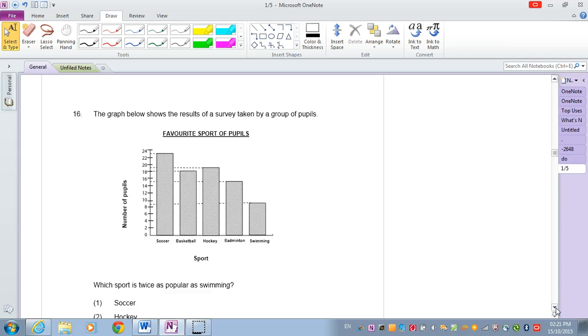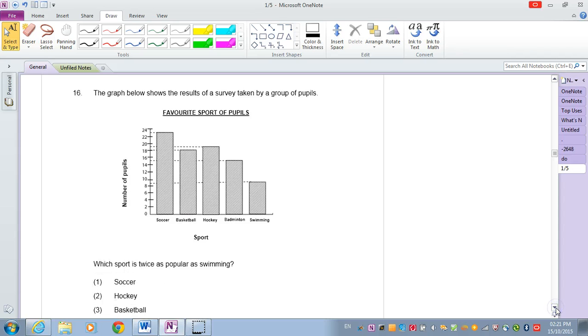Okay, this is a question on graph. Now let's look at the question. The graph below shows the result of a survey taken by a group of pupils. Now make sure that you use your ruler to read every bar of the bar graph. In this case, let's look at soccer. Soccer is between 22 and 24, which means that there are 23 pupils that chose soccer as their favorite sport. Now what about basketball?